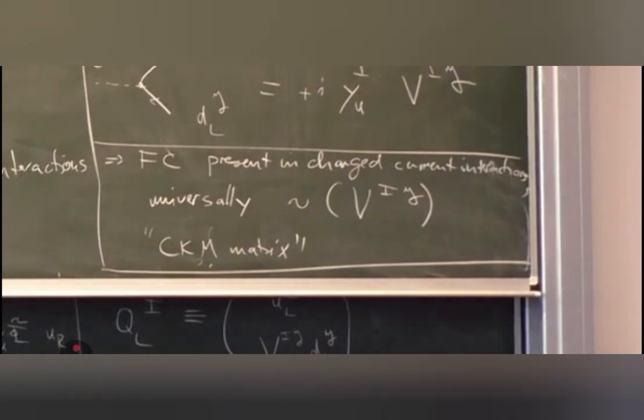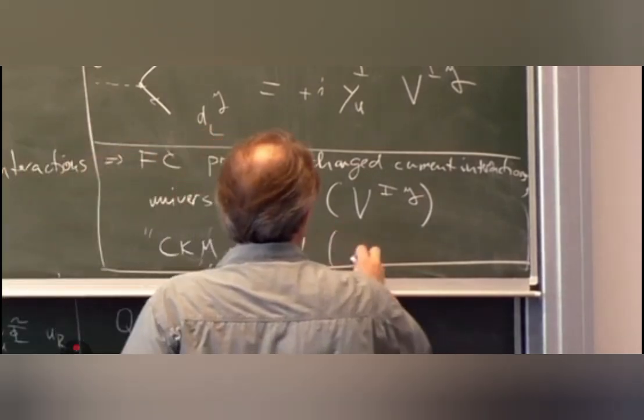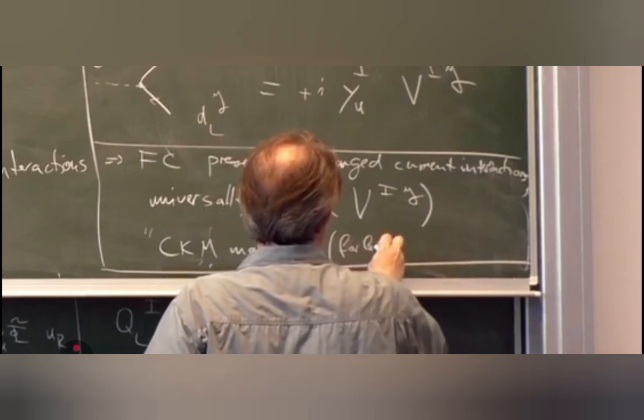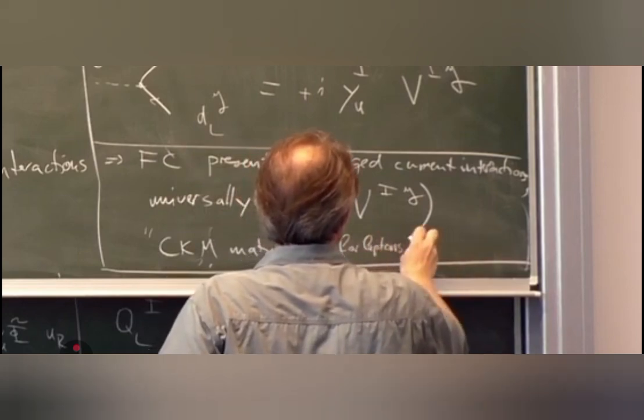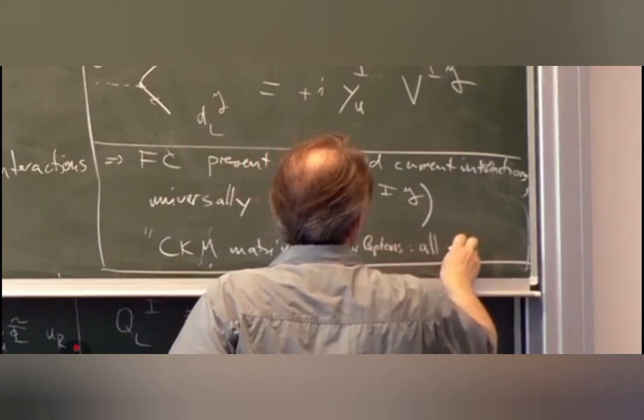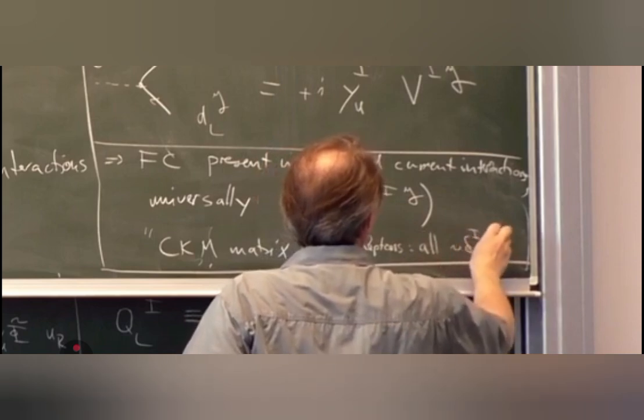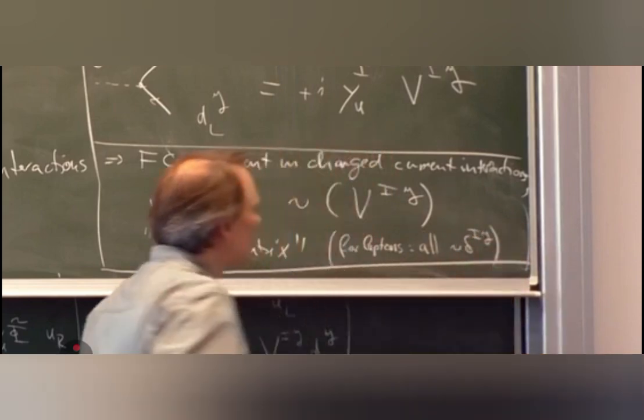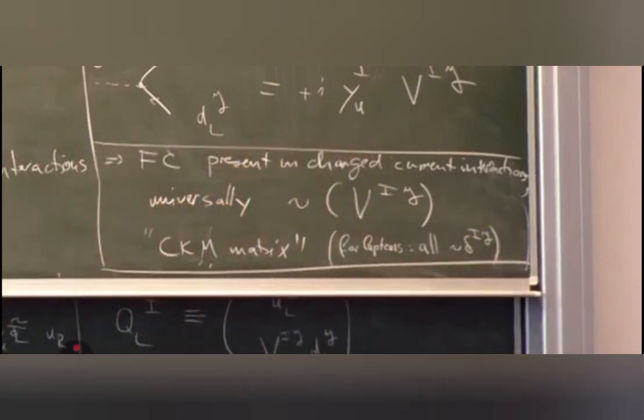So for leptons, all interactions are proportional to Kronecker delta Ij, because there is no flavor changing at all in the lepton sector, because there was not such a mismatch.